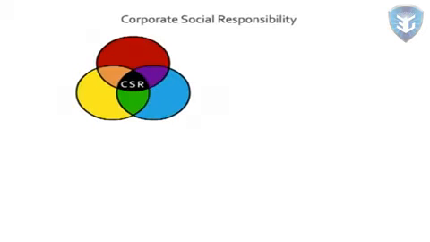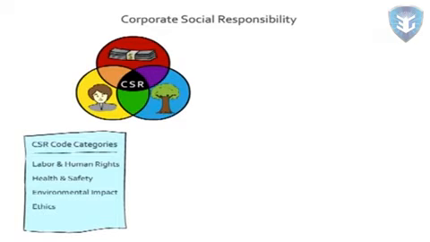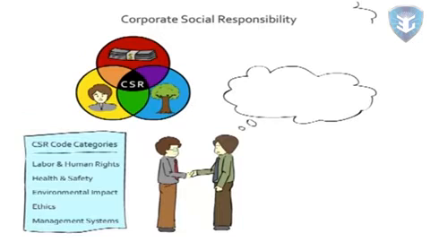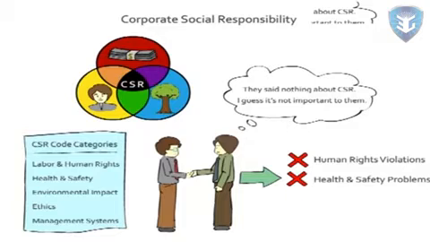Corporate social responsibility, called CSR for short, means achieving commercial success in ways that respect people and the natural environment. CSR codes set factory standards in the areas of labor and human rights, health and safety, environmental impact, ethics, and management systems. Companies like See-Through often enter into business relationships with manufacturers without considering the factory's CSR performance. As a result, factory management pay less attention to their CSR practices, which can result in human rights violations, health and safety problems, and environmental risks.